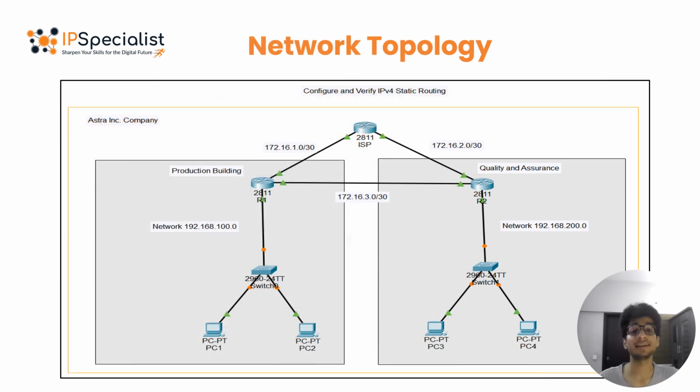Here is the topology that illustrates the network configurations for the production and quality assurance buildings, connected through router R1 and router R2, respectively, and the ISP router serves as the gateway to the external network and manages the traffic between them. There are a few ways you can create this kind of topology. Popular platforms include Cisco Packet Tracer, GNS3, and EVE-NG. Each of these tools has its own strengths and can help you simulate different networks. In this video, we'll walk you through how to set it all up using Packet Tracer. It's a great tool for visualizing and experimenting with network configurations.